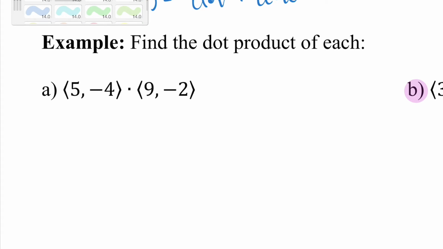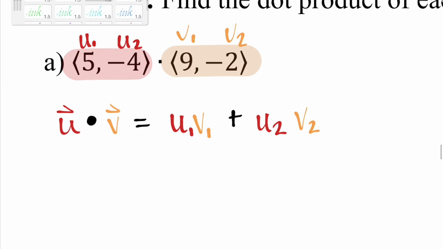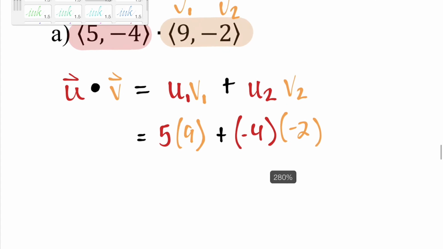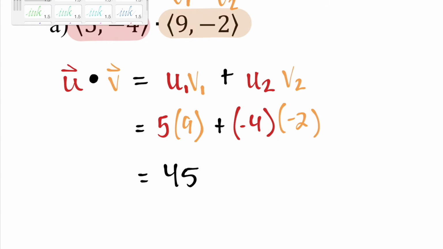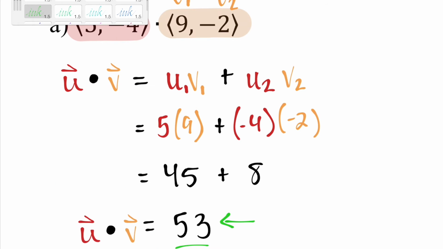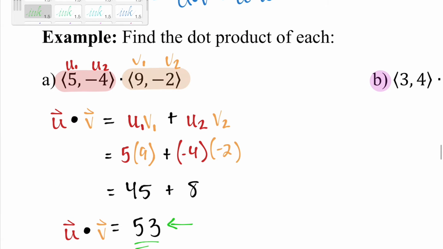So for our first, we're going to find the dot product of each. I'm going to name my first one U and my second one V, just because they don't have names yet. And I want to plug these values into the dot product itself, so that formula. That means I have 5 times 9, and that's adding with negative 4 times negative 2. And from here, I just simplify. So my dot product of U times V, or vector U times vector V, is going to be 53.